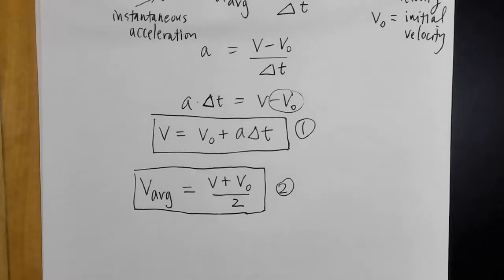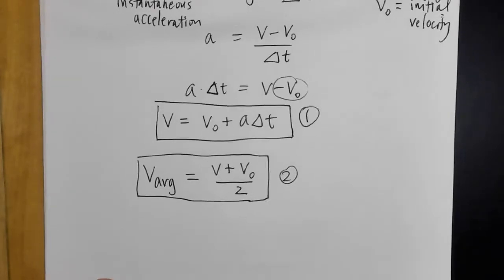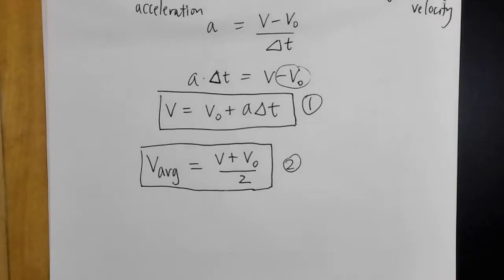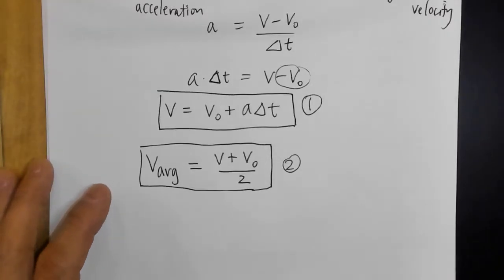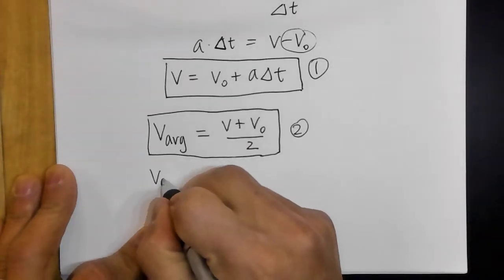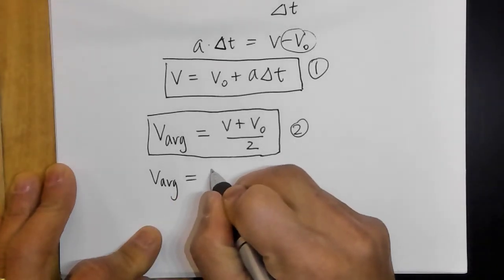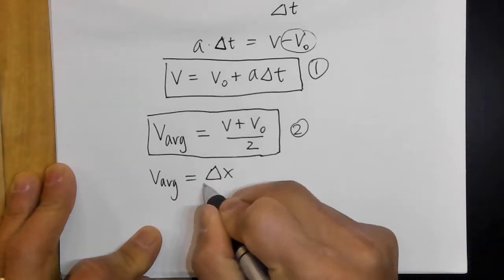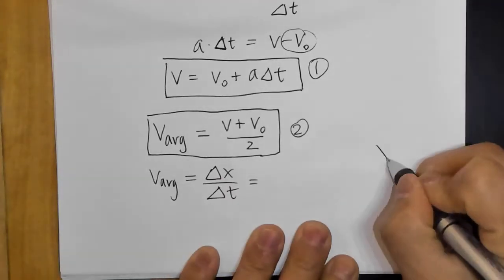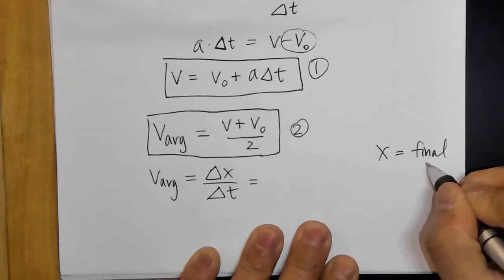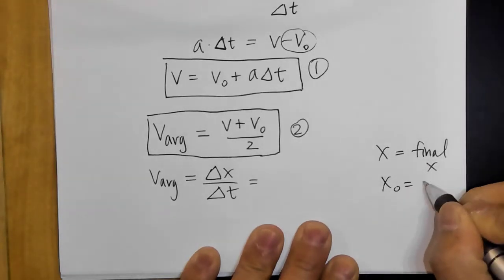And now the next formula. We're going to go back to the definition of V average. V average is equal to, by definition, delta x over delta t. But let's let x be equal to the final x, and let's say x0 is equal to the initial.